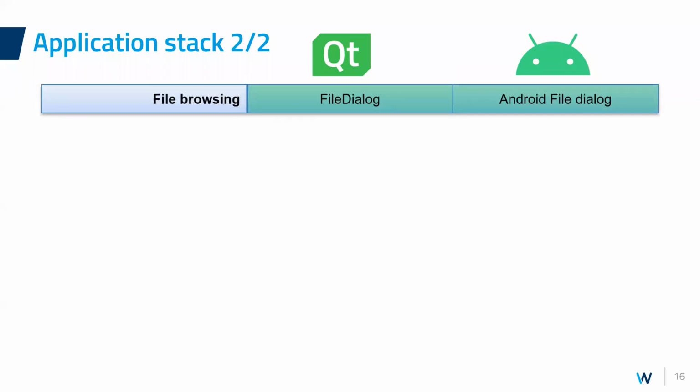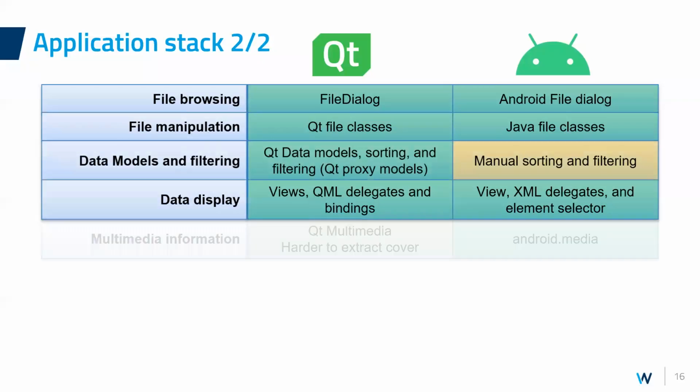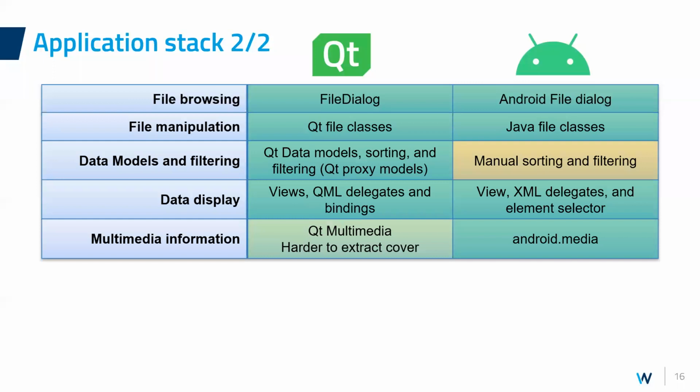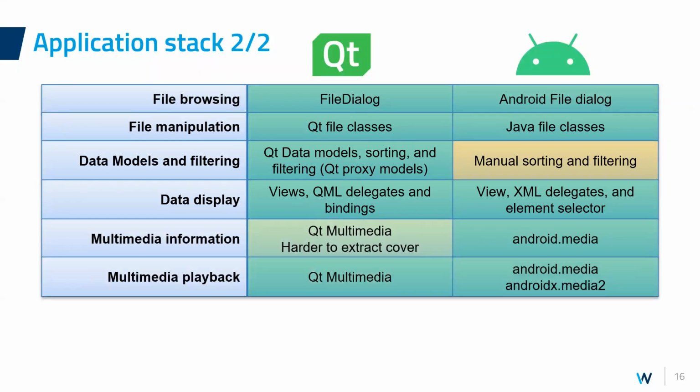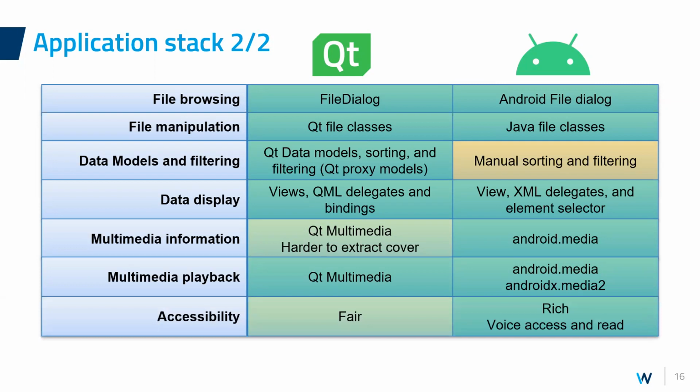And for the second part of this comparison, it's pretty close. I'm going to move a bit fast because time's passing. You can see that file browsing, file manipulation, data model, etc., we're pretty close. Qt does provide some more features for models and filtering, but overall, it's not a big difference. Android is a bit more integrated for multimedia features, but again, nothing big. And it does provide some more advanced accessibility features, but Qt also has features just to make your application accessible.